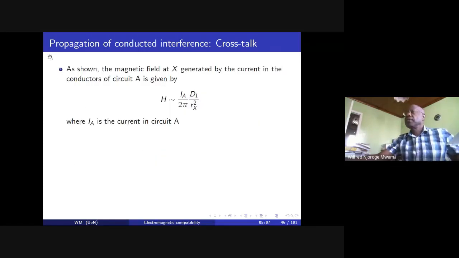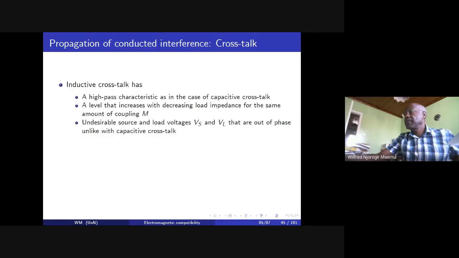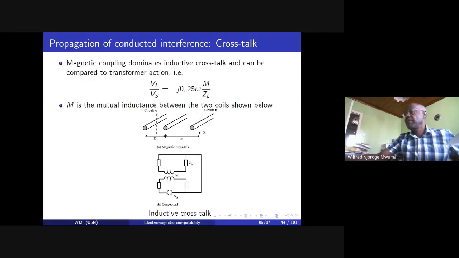So, as shown, the magnetic field at X generated by the current in the conductor of circuit A is given by H equal to IA by 2 pi D1 by Rx squared, whereby X, we are talking about this value that we have here. That is, we are talking at this point X, and we are trying to look at the magnetic field around that point, because it's the magnetic field of this circuit that will induce currents or voltages into this circuit B here.